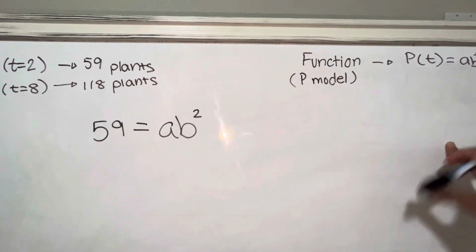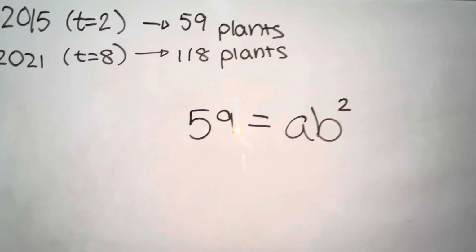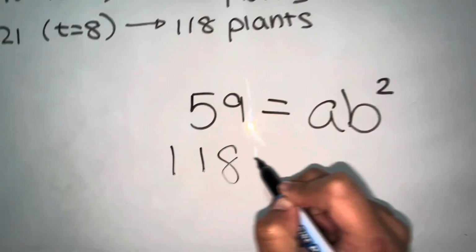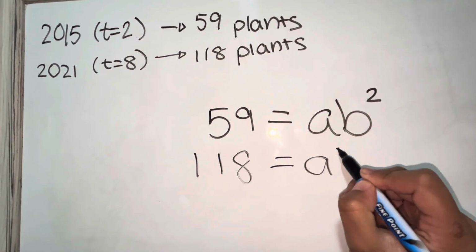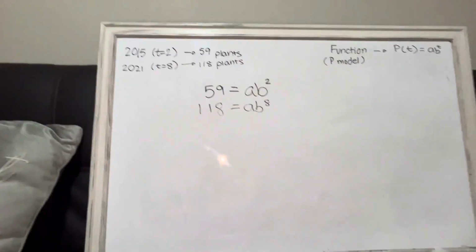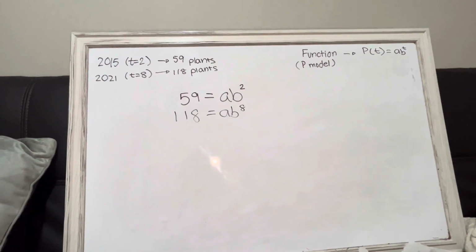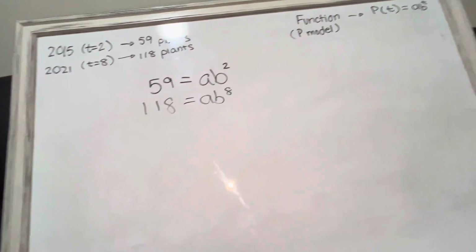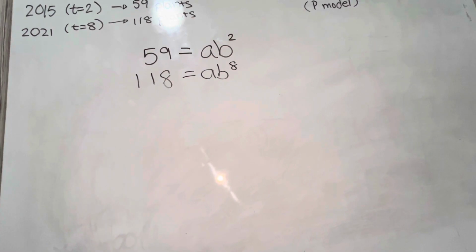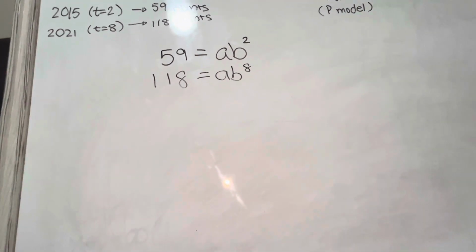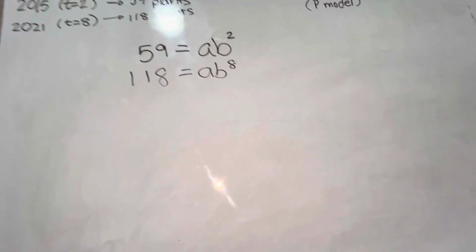This is contingent on the model for the p model. The next one is from 2021. We're going to use 118 equals a times b to the power of 8. And there you have it. Those are the equations, with the inputs and outputs, that we can use to find the values for a and b. The next thing we'll be doing is dividing them.